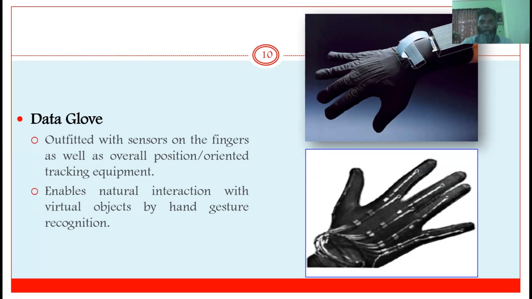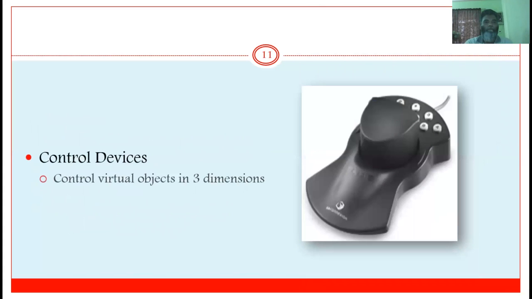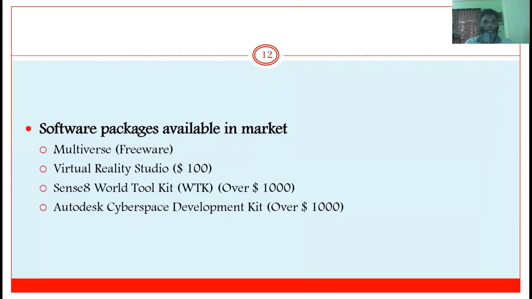These movements are then interpreted by the software that accompanies the glove. So any one movement can mean any number of things. Gestures can then be categorized into useful information, such as to recognize sign language or other symbolic functions. Then comes control device. It is used to control virtual objects in three dimensions, X, Y, Z.